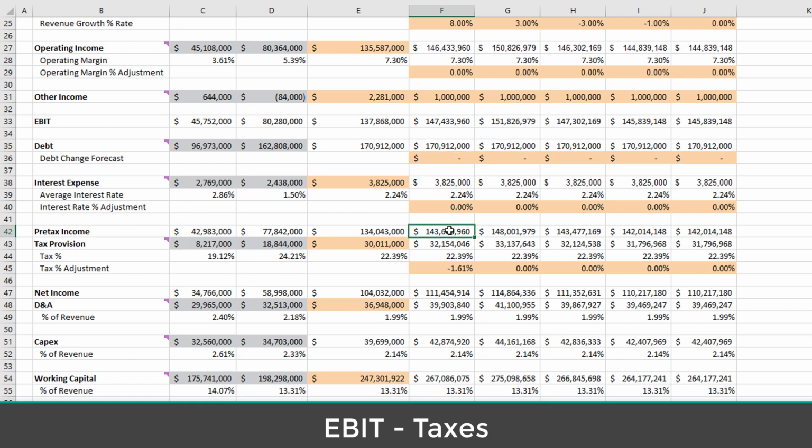So you take your amount of income that you made from the business itself minus the interest that you're paying, and you're going to come down to the pre-tax income, take a tax percentage to multiply that by, and you'll get the net income, or what's left after the taxes are paid.